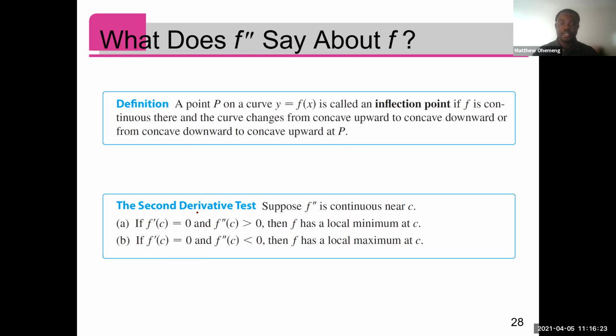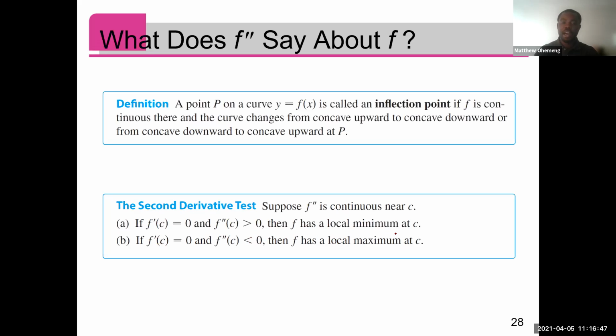Now the second derivative test says, suppose you have f prime prime, right? And it's continuous near C. And then you notice that f prime of C is 0, and then f prime prime of C is greater than 0. Then f has a local minimum at C. On the other hand, if f prime of C is 0, and then f prime prime of C is negative, then f has a local maximum at C.